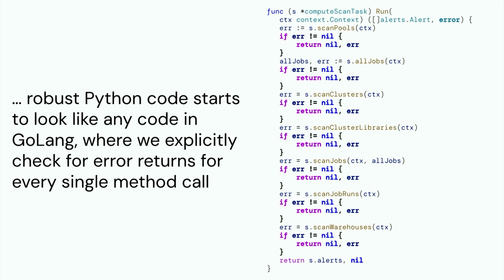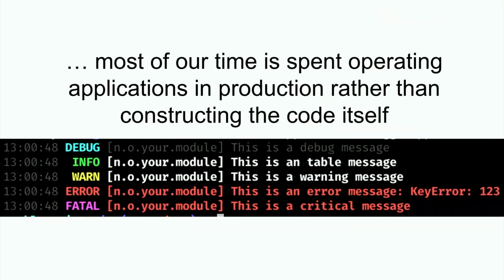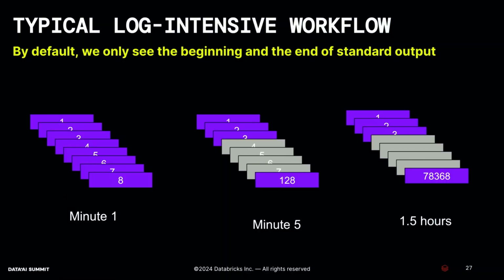So essentially, robust Python application code really looks like Golang code, where you check errors with every operation, and then you know, okay, this operation we're handling this error, that operation we're handling that error, and Python code starts looking pretty much like Go. When you are building production applications, most of the time is spent operating them rather than constructing the code itself. And logging is very, very important.